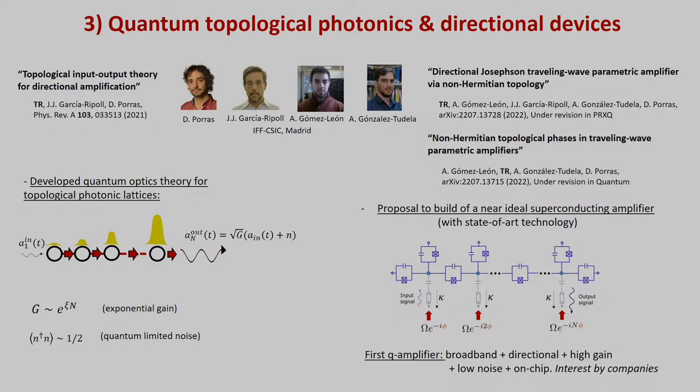And very recently, collaborating also with Alvaro and with Alejandro, we have put 2 new works on the arXiv. They are currently under revision, where we propose a very practical way to build a near-ideal superconducting amplifier based on these ideas of topology. And if realized, this is still a proposal, it will be the first amplifier that can be broadband, directional, have gain, low noise, and everything to be on chip. And there are already companies that are interested and contacted us to see if this is possible. We are working with them.